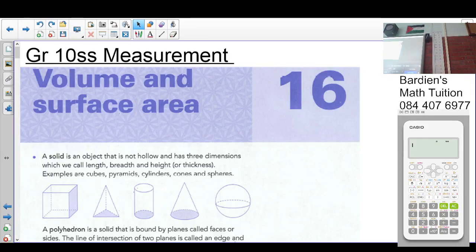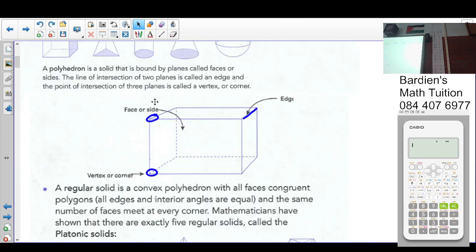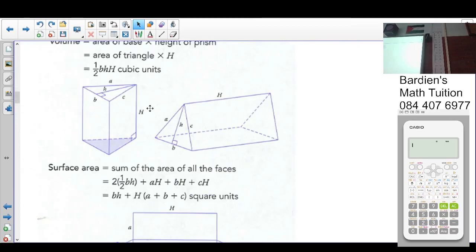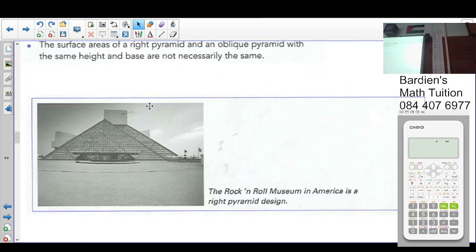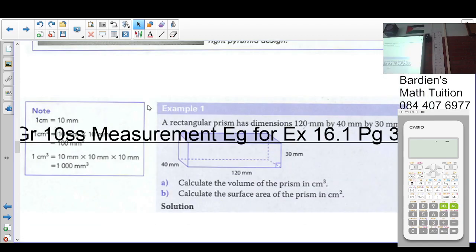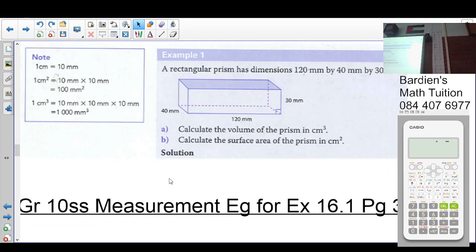Hey, good afternoon, class. At this point, we're looking at volume and surface area, which is also a measurement to us. We spoke about the vertex and the edges and how we get the formula for the area of a pyramid there. Okay, so now we're looking at the first example.